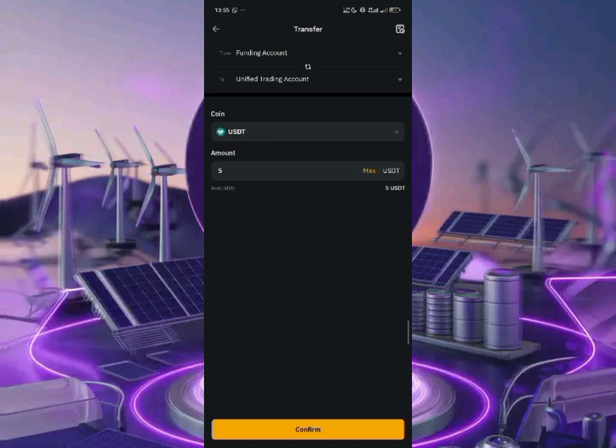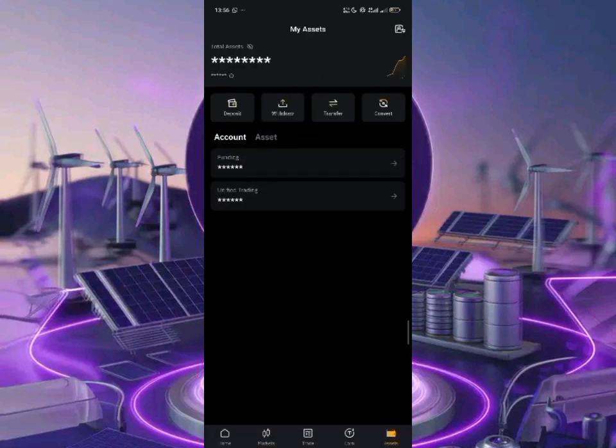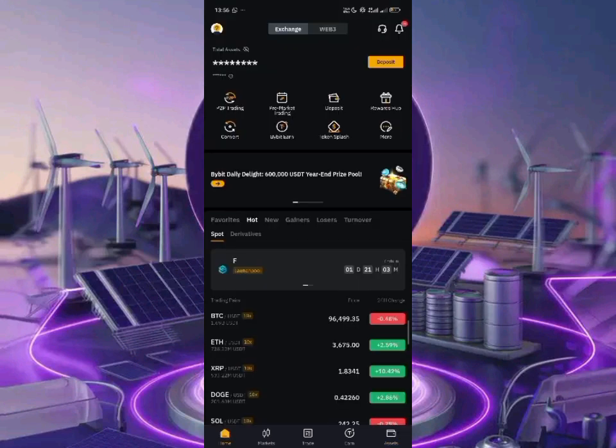When you max the $5, that means you are sending from your funding account to your unified trading account. So when you max the $5, you confirm. When you confirm, it's going to send to your unified trading account. Now I'm not going to do that because I already have $5 there. So I'll go back. Then you go home and you enter.